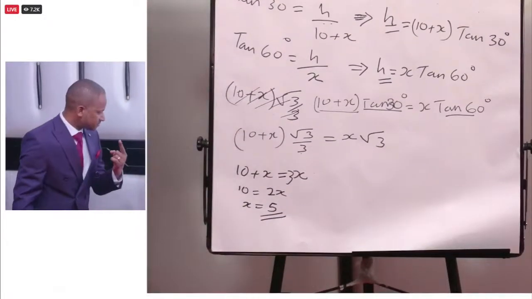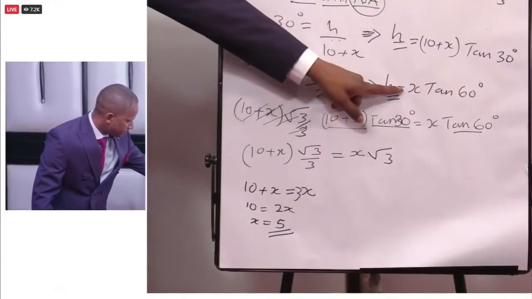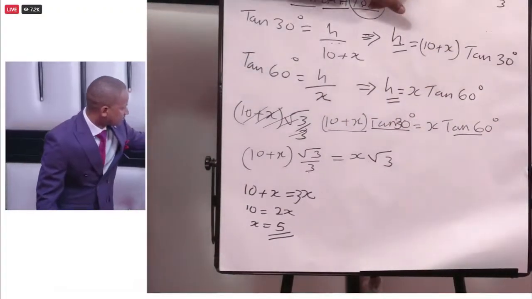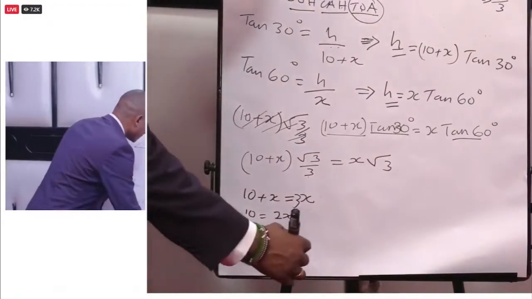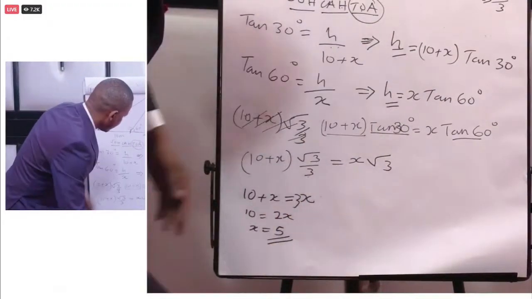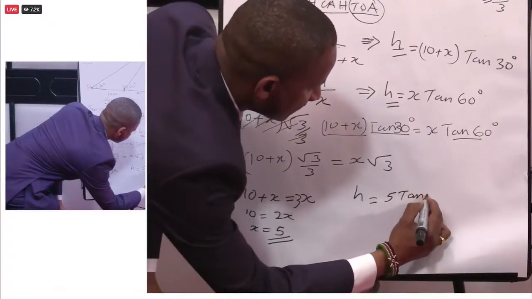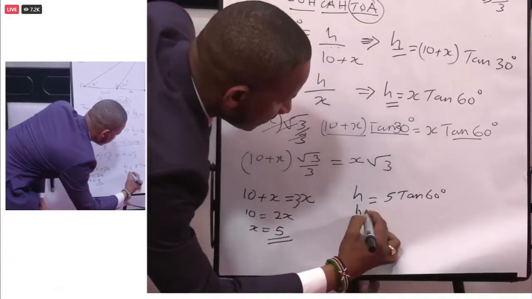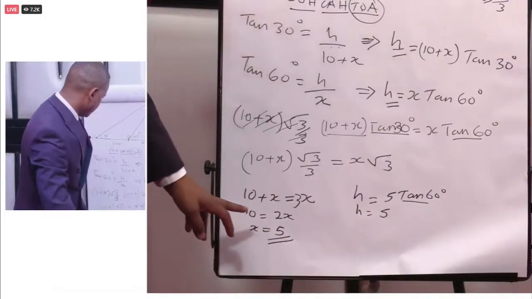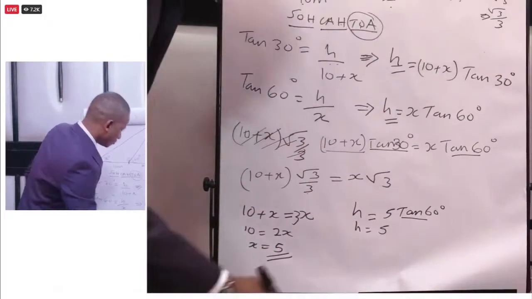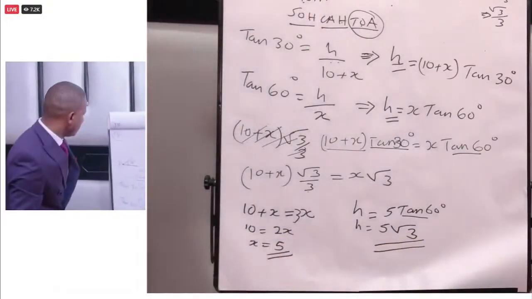So if x is 5, what is h? You just come here, you replace, because that is what we want. We don't want this x, but it helps us to get h. So if x is 5, our h becomes 5 tan 60. Tan 60, we've already gotten, tan 60 is root 3. So this is our answer. In what? In meters.